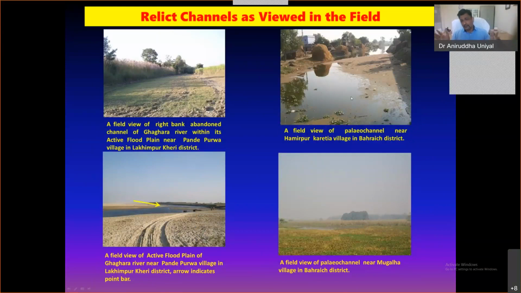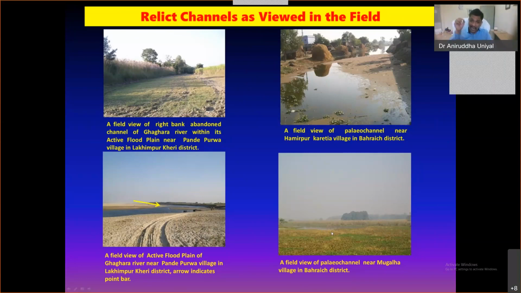With the due course of time, these relic channels are sometimes filled with silt, and then they look like this. And sometimes they are filled with aquatic weeds, and some small patches or pockets of water will be there. Sometimes there will be grasses, but there will be luxuriant growth of grasses as compared to the surroundings because of the high moisture content. In the rainy season, they are filled with water.